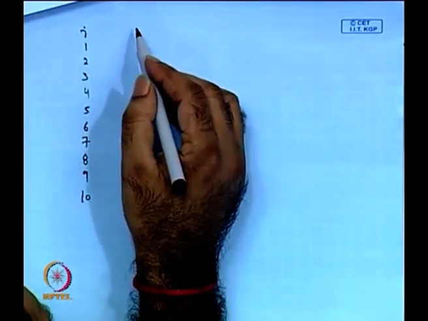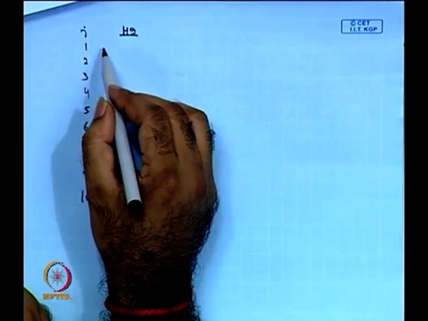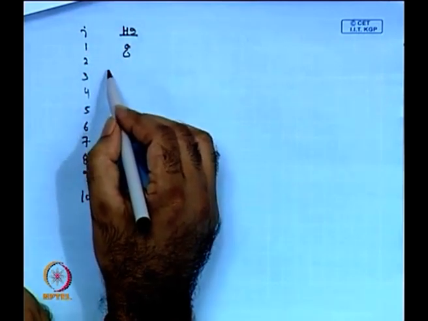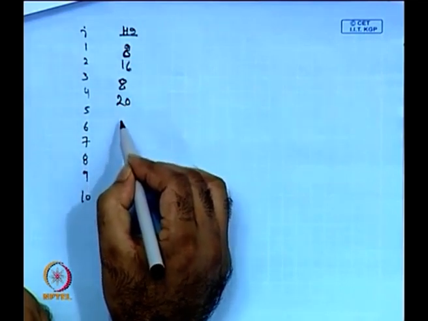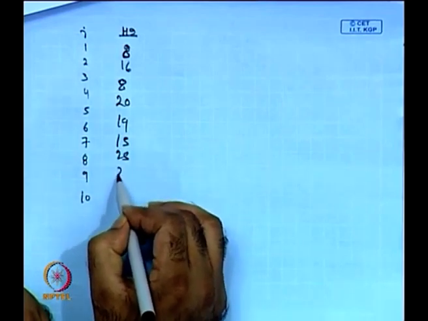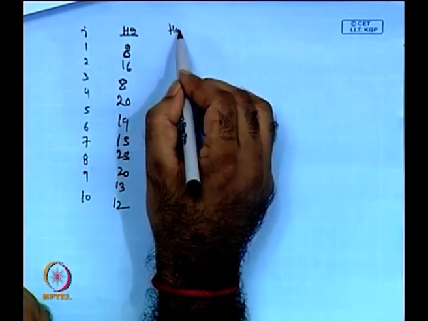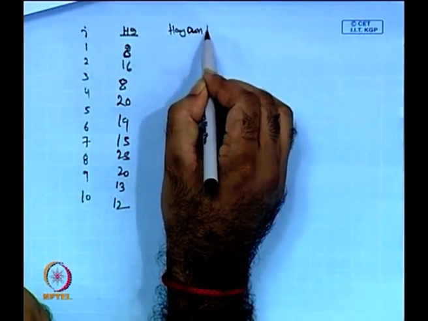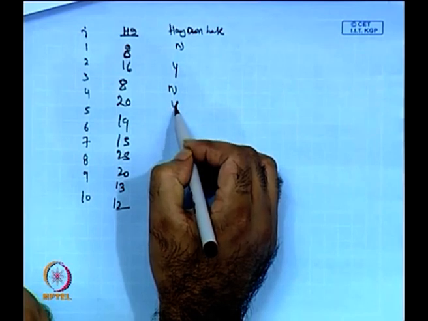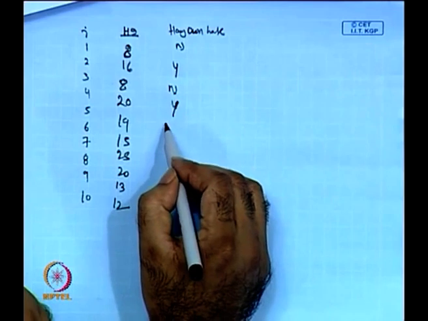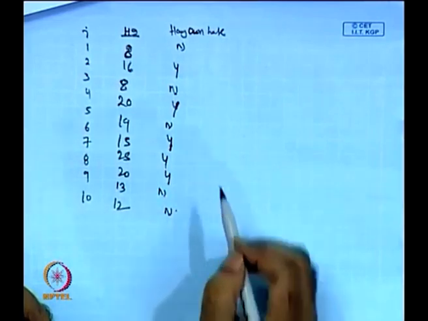What we discussed in the case of the binary choice model: this is the family household income. For the sample, we take 8, then 16, then 8, then 20, then 19, then 15, then 25, then 20, then 13, then 12. Okay, so this is the sample. Now, having one house: no, yes, and then no, yes, then yes, yes, then no, no. Okay, so this is how the structure is.